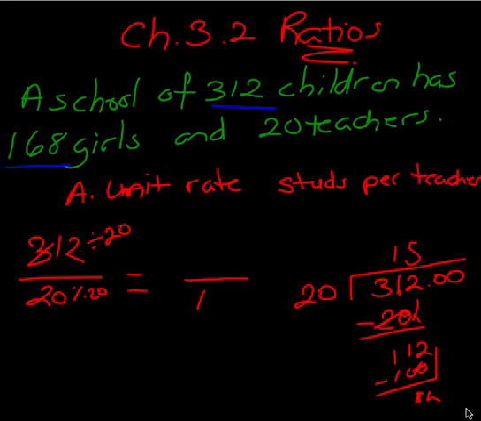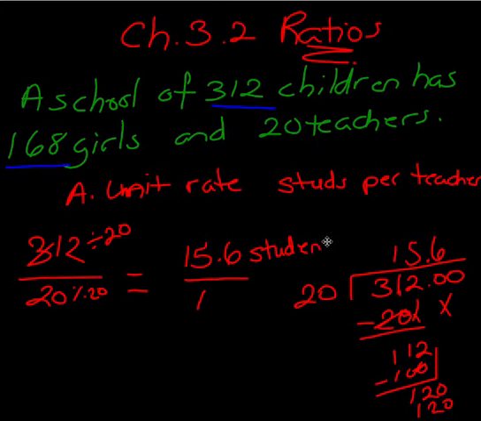So 112 minus 100, that will give us 12. Bring down a 0. 20 goes into 120. Don't forget to put your decimal up top. That goes in there 6 times. All right, we know 6 times 2 gives us 12, so it actually goes in there perfectly. So that gives us 15.6. That means for 15.6 students, you have one teacher.